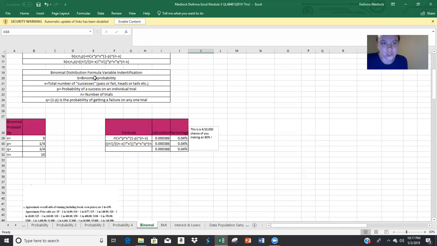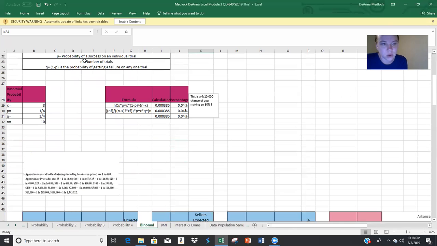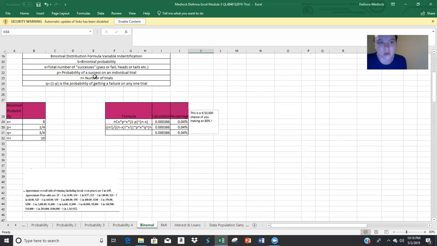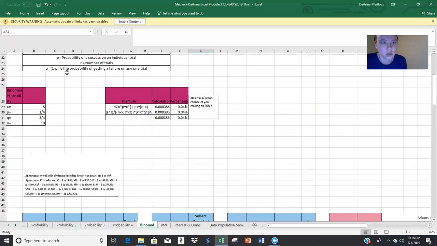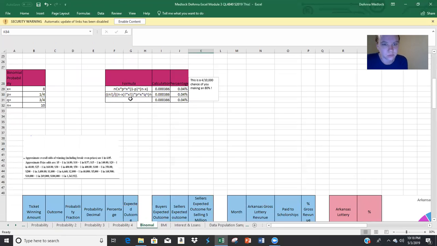In our binomial distribution formula, the variable indication is: B is the binomial probability, X is the total number of successes, pass or fail, heads or tails, etc. P is the probability of a success. N is the number of trials, and Q equals 1 minus the probability of a success on an individual trial, which is the probability of getting a failure on any one trial.